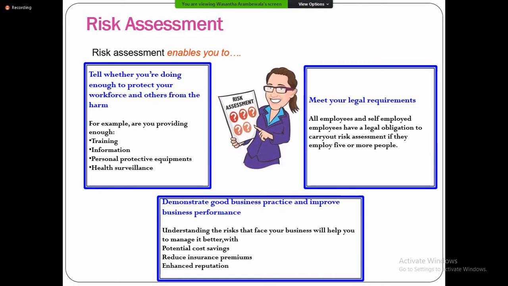Another one is enhanced reputation. When you carry out the assessment, it will be a plus point for you. For example, assume you are going to win a contract, as a subcontractor on a project. If you support that with the assessment and forward it, it would be a plus point for you, right?